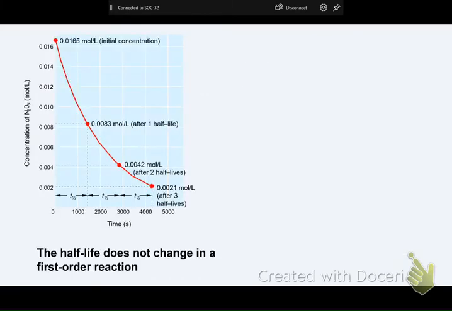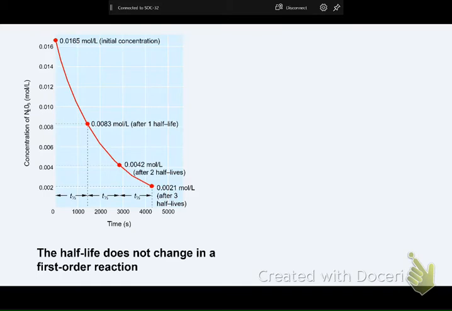That's a first order graph. Again, let's try something else. Let's say that that's our data. You can tell that it's first order because if you keep doing the half-lives, like I said, it's always the same distance to half the concentration, so the time is always the same.